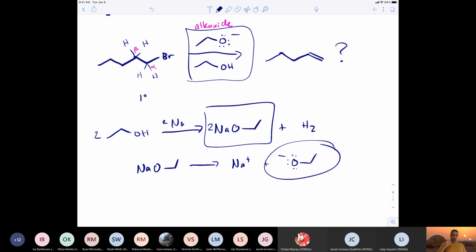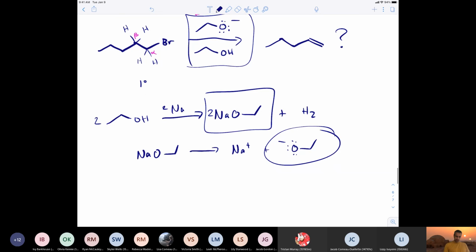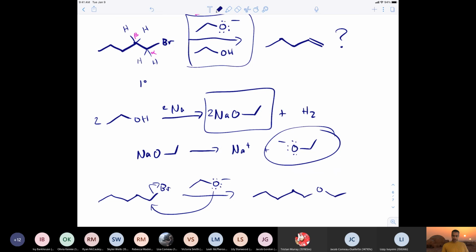What's going on there? We might have predicted, with our knowledge up till today, that this would just be a nucleophile. Attack there, and you get an ether. But no, that's not what happens. You may get a little bit of that, but you get mostly this alkene. This is not a substitution reaction. This is what we call an elimination reaction.